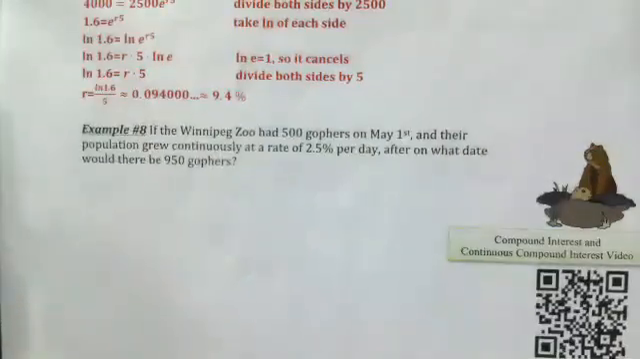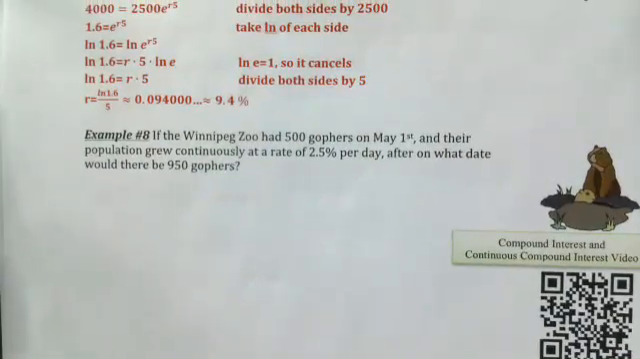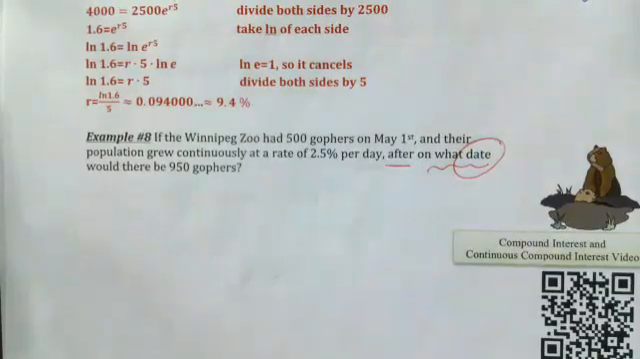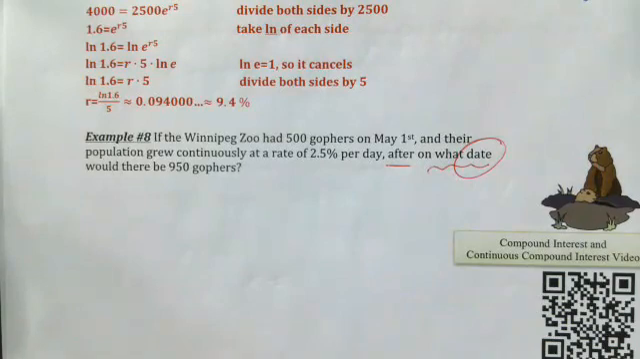Here's a question with the population of gophers. If the Winnipeg Zoo had 500 gophers on May 1st and the population grew continuously at the rate of 2.5% of gophers per day, on what date, so notice what we're interested in is the date, but we do have to go through time, would there be 950 gophers? Okay, obviously this is an ideal situation for the growth of gophers, taking away predators, right? So being just left to grow continuously at this rate.